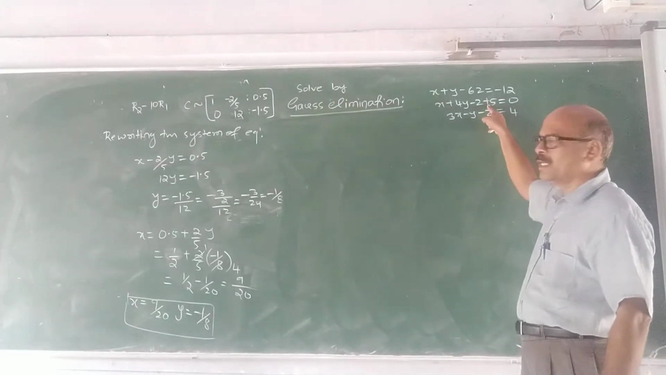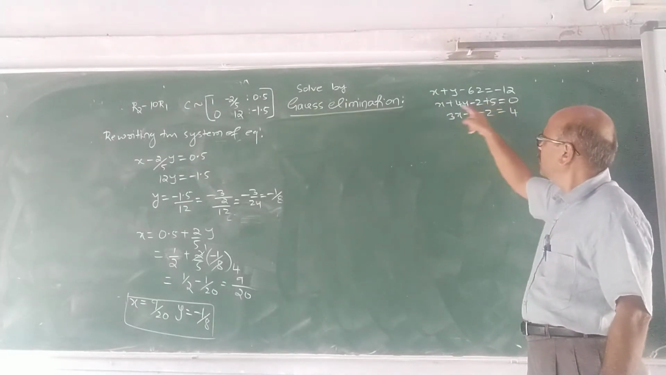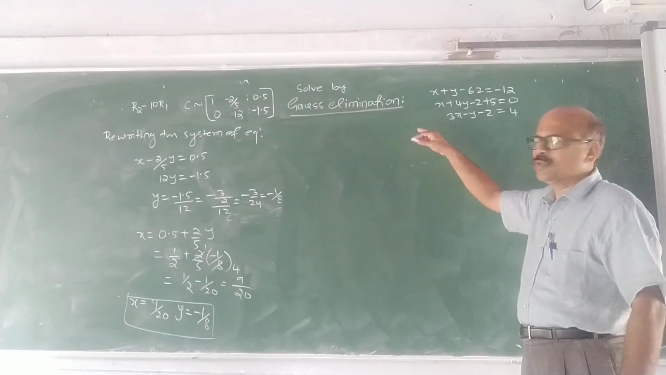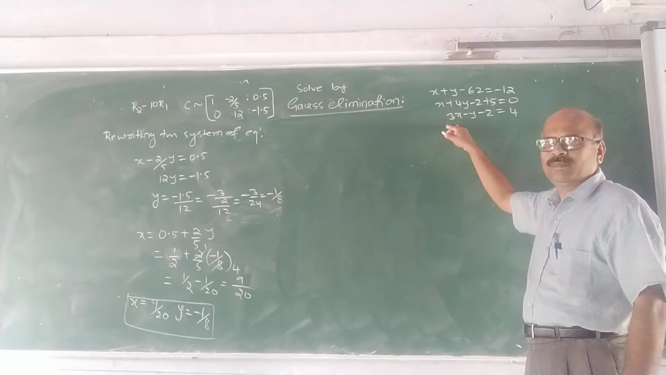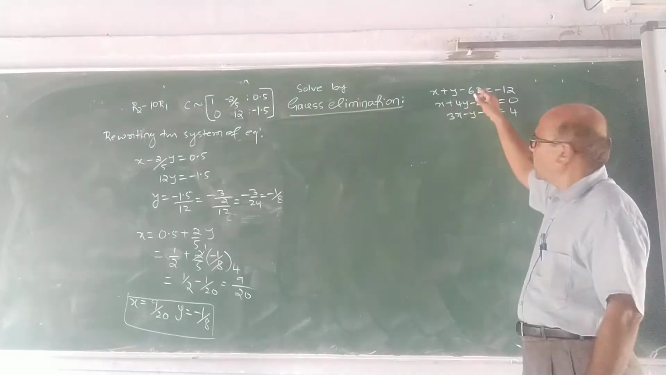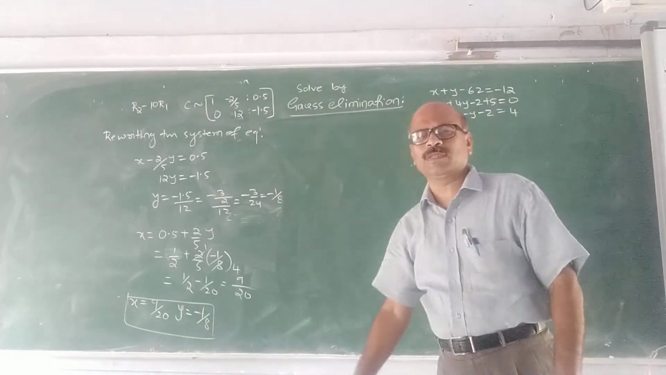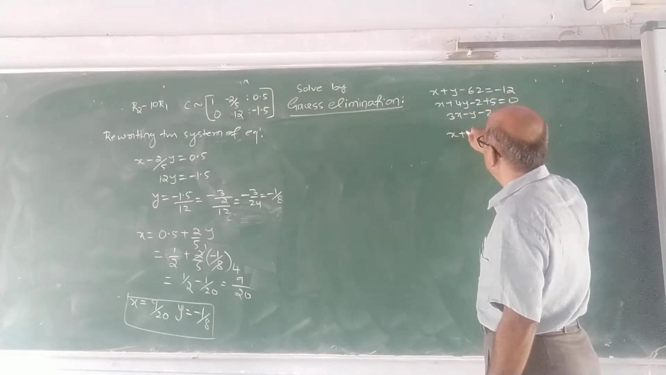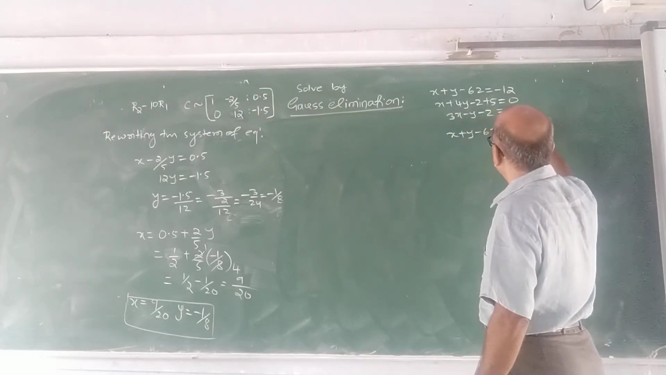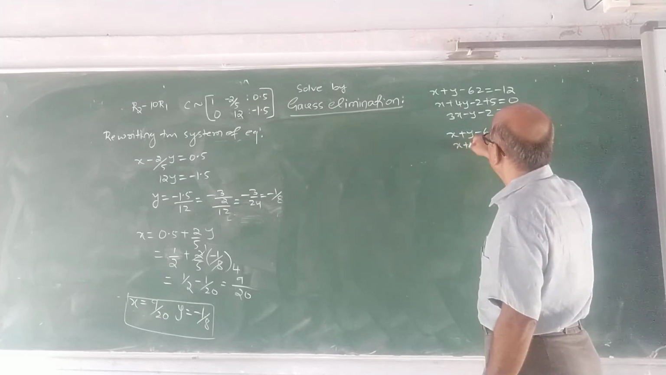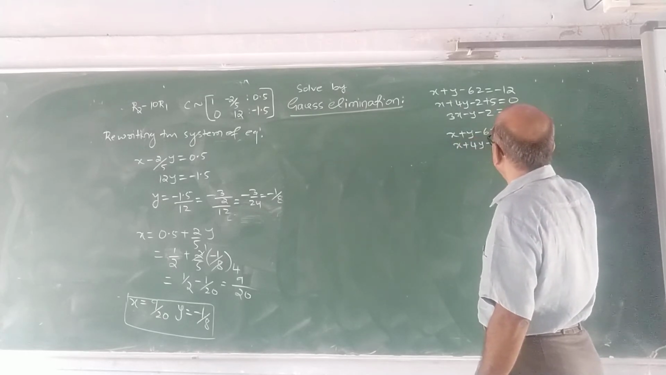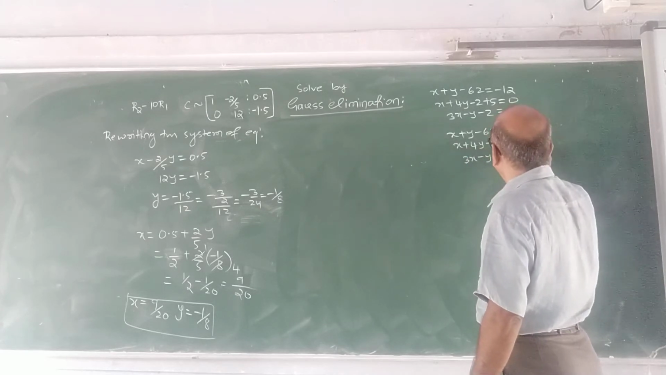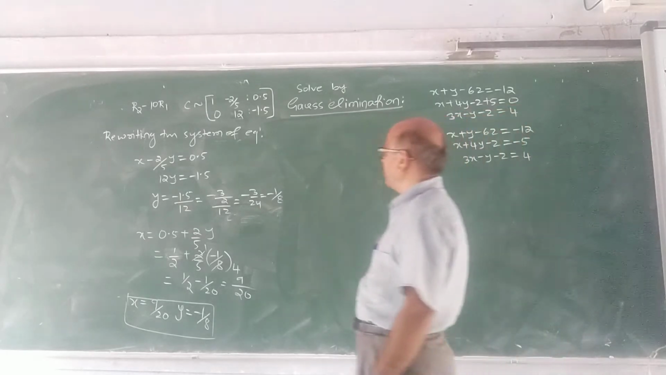See here, in the second equation, x plus 4y minus z plus 5 is 0, the constant term is on the left hand side. So we reduce the equation to standard form. Standard form in the sense all the constants must be on the right hand side only. So rewriting we get x plus y minus 6z is minus 12, x plus 4y minus z is equal to minus 5, 3x minus y minus z is 4. This is the system of equations.